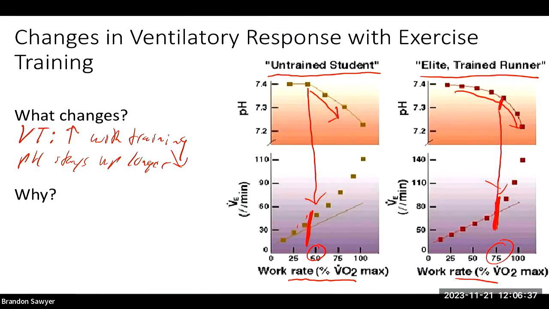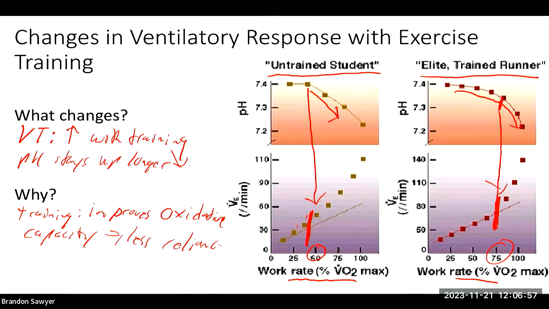Okay, and the biggest reason for that is that training improves our oxidative capacity, which means less reliance on that glycolytic system. All right, so this is really more of an adaptation of our muscle cells and our ability to deliver oxygen to the muscle cells than it is the lungs itself, right? The lungs are just responding to whatever we need them to respond to.